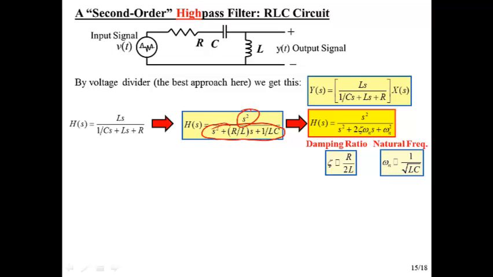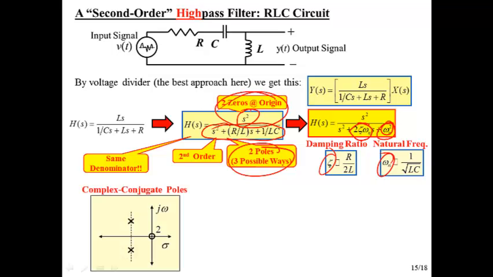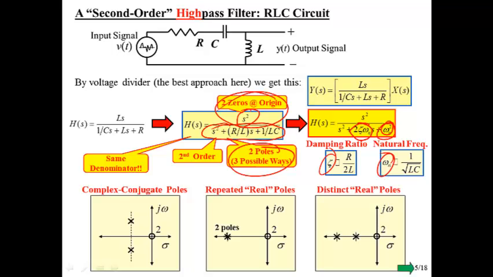We can define the same things: our natural frequency as the square root of that. Our zeta, once we know what this is, we can easily find what zeta is by looking at that quantity. And we'll go through an example at some point. Again, three possible ways of doing this to handle these two poles, but now we've got two zeros at the origin. So we could have complex poles, we could have two repeated poles, or we could have two distinct poles.